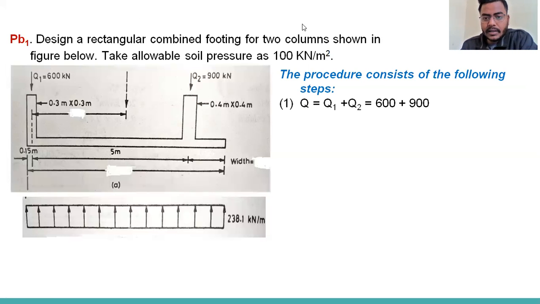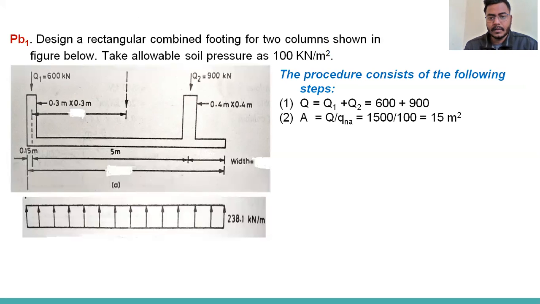For the first step of the procedure, we calculate the total resultant load, that is Q is equal to Q1 plus Q2. We have two loads, 600 kilonewton and another load of 900, so the total becomes 1500 kilonewton. Now we can calculate what area is required. Q divided by QNA, and we get 15 meter square. So we can follow the next procedure.